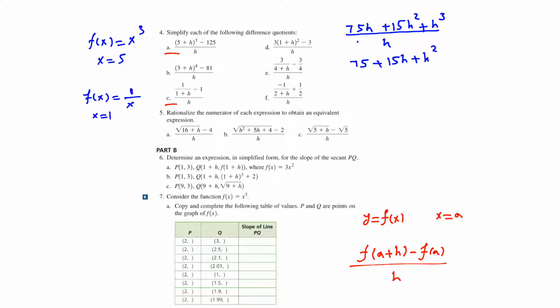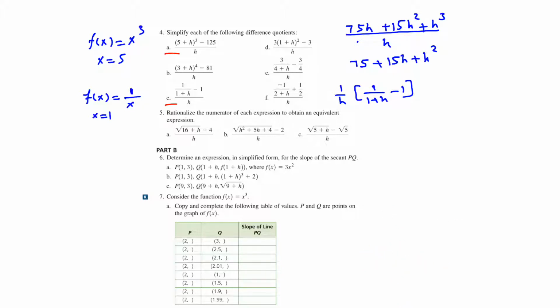Part C, we can rewrite it as 1 over h times (1 over (1 + h) minus 1). Notice that a over b and 1 over b times a are the same. We find the common denominator inside the bracket. The common denominator is 1 + h.